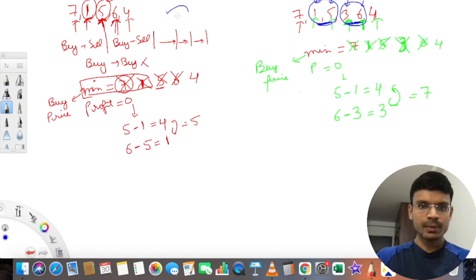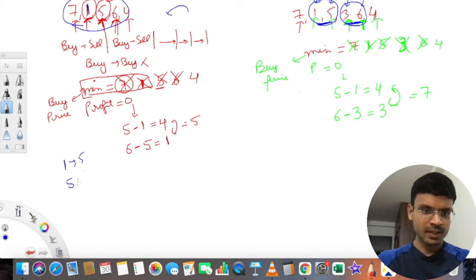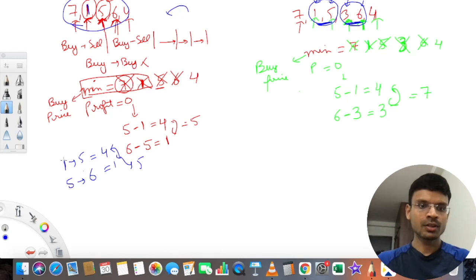In the previous example that we had discussed, one could argue: why are we buying and selling it 2 times? Like here I had told that I am buying the stock at a price of 1, then selling it at 5, then I am again buying the stock at a price of 5 and then again selling it at a price of 6, right? So here the profit was 4, here the profit was 1, so I'm taking a sum of them as 5. So I was kind of buying the stock 2 times.